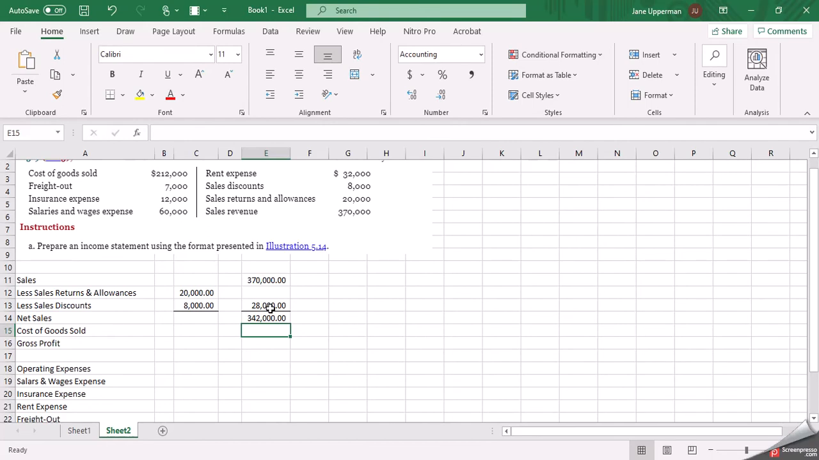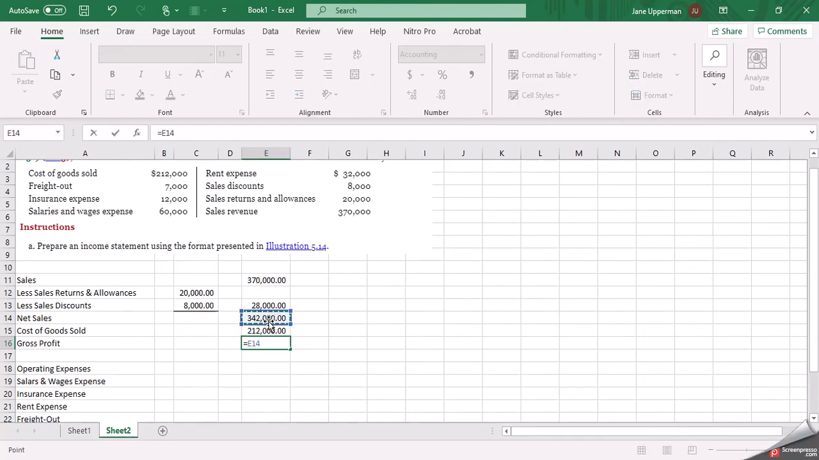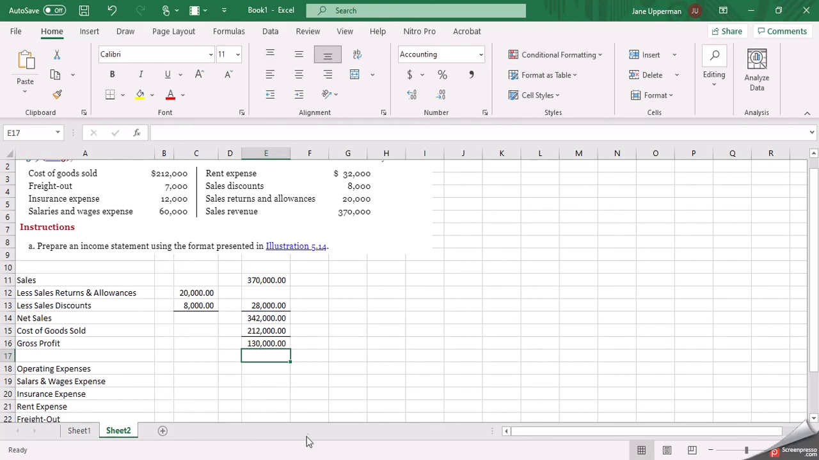Then we will bring over our cost of goods sold, which is 212,000. If you're formatting this in your homework, it'll be in the publisher software, so you won't have to worry about Excel. Then I take my net sales, subtract out my cost of goods sold, and that provides me with my gross profit. So I have $130,000 of gross profit.